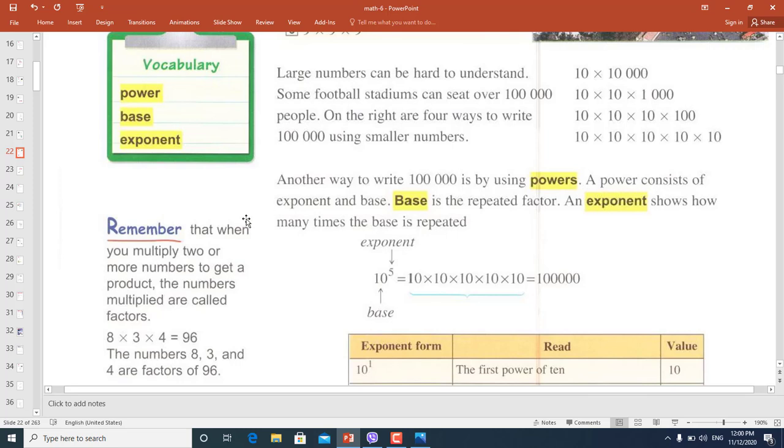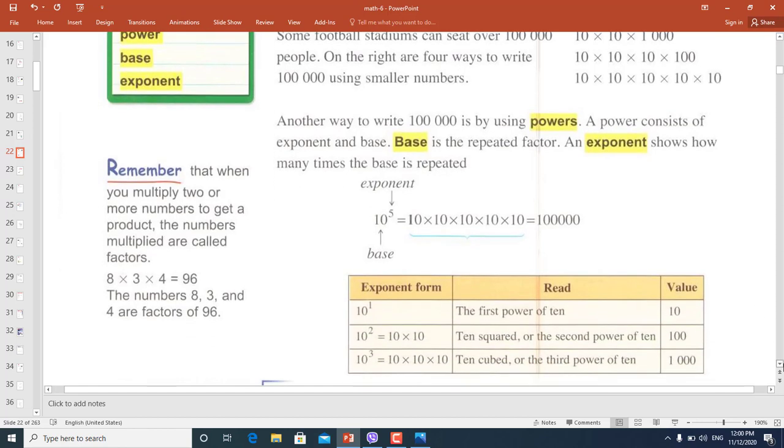A power consists of an exponent and a base. The base is the repeated factor and the exponent shows how many times the base is repeated. So look at this: this 10 is the base and this 5 is the exponent. This exponent shows us how many times this 10 was repeated. Okay, and this number, 100,000, is the product.